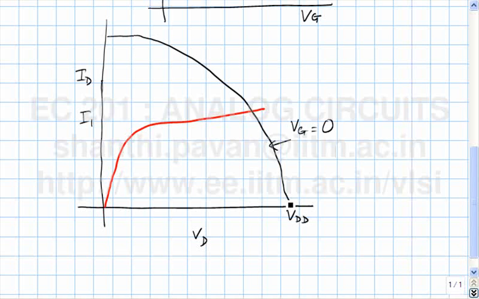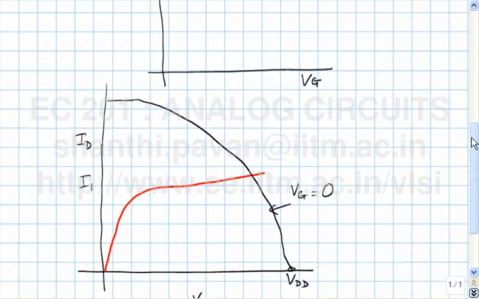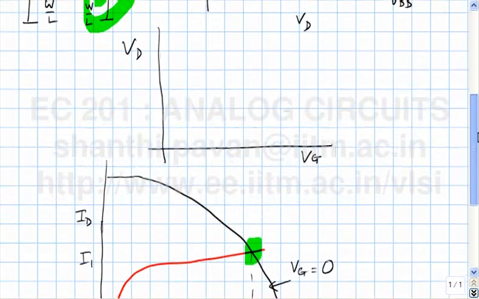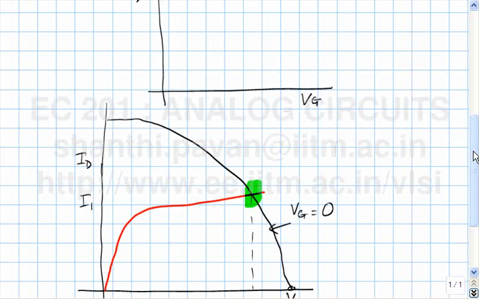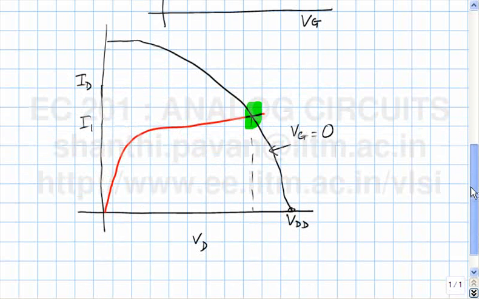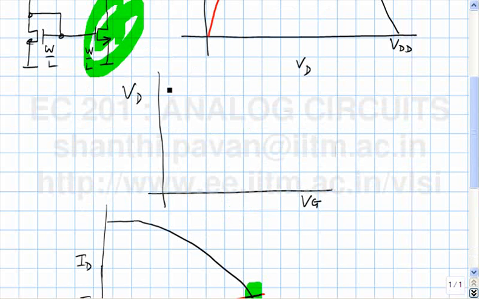What is the output voltage graphically? It is the intersection of the red curve with the black one. If VG is 0, the PMOS transistor is operating in which region? It's operating in the triode region, and the quiescent voltage at the drain of the transistor is close to VDD. When VG is 0, let's say this is VDD, the output voltage will not quite be VDD, but it will be somewhere there. Is that clear?